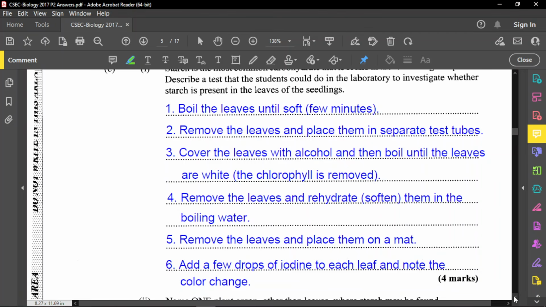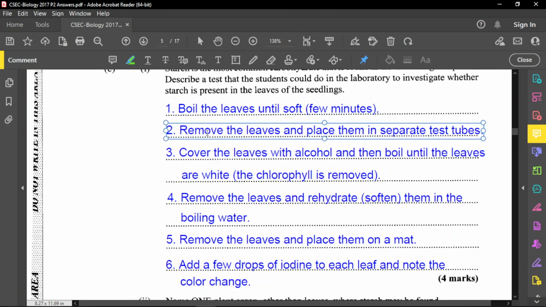And so one thing they have to do is to boil the leaves until the leaf is soft. And of course, that requires a few minutes. Some leaves may go faster than others depending on the leaf, but generally just boil the leaf until it becomes relatively soft. Not too soft, however, not till it's cooked, but soft enough.